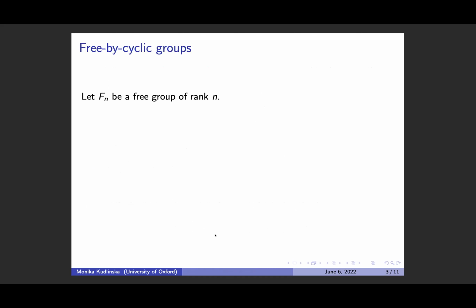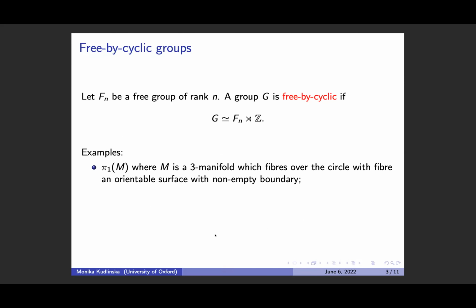Okay, and this leads me to my next definition. Let F_n be a free group of rank n. My free groups will always have finite rank. A group is then said to be free-by-cyclic if it's isomorphic to a semi-direct product of a free group by an infinite cyclic group. As per the previous slide, whenever I have a three-manifold which fibers over the circle and the fiber is an orientable surface with non-empty boundary, then the fundamental group admits this nice splitting as a free-by-cyclic group, since the fundamental group of a surface with boundary is just free.